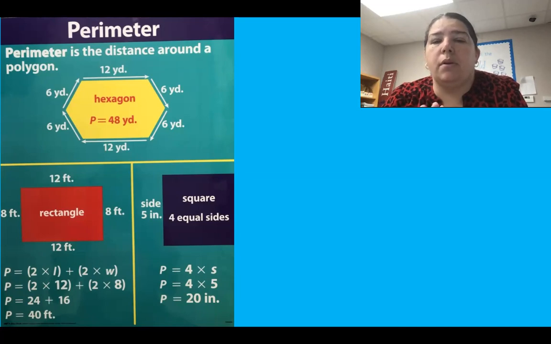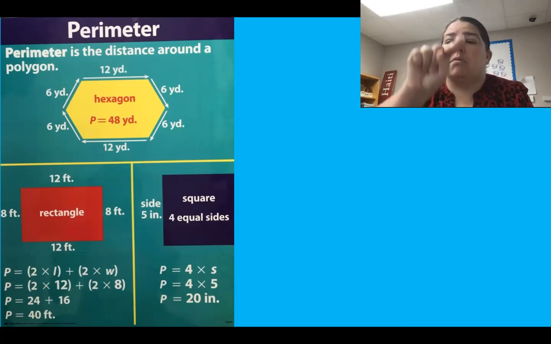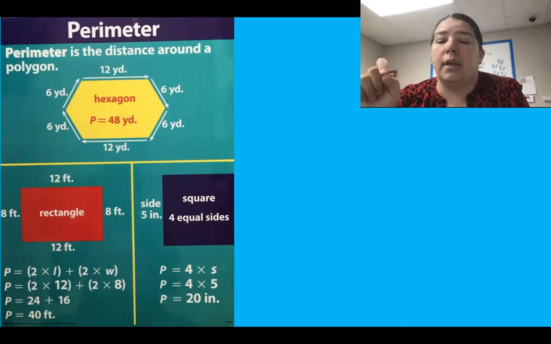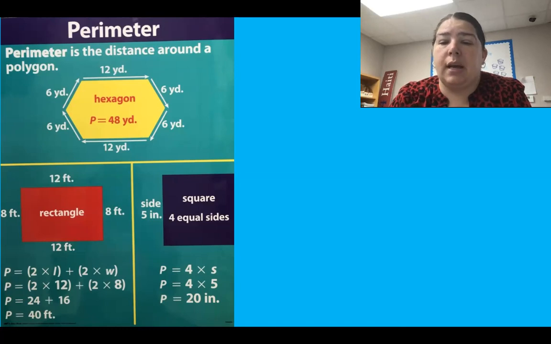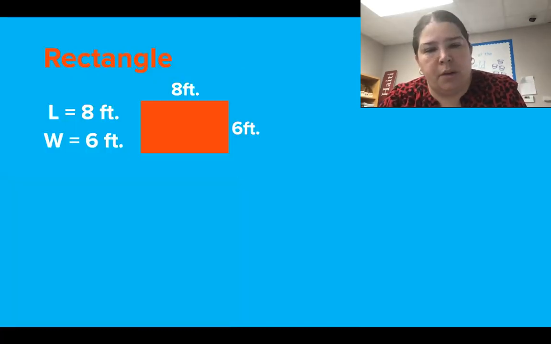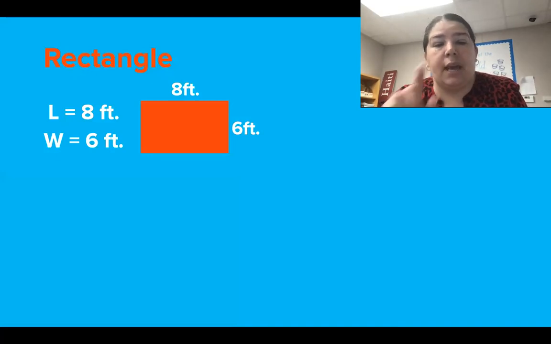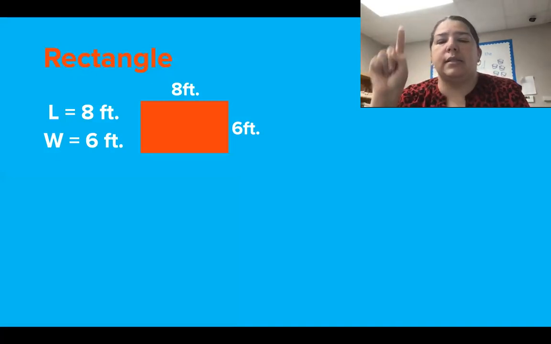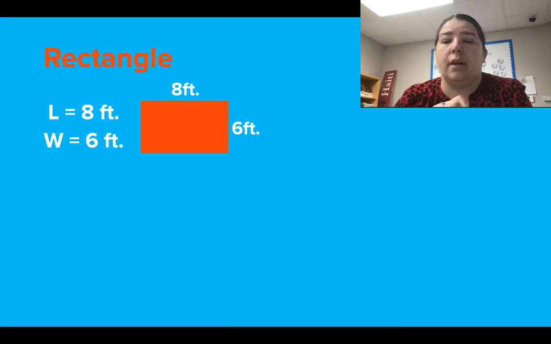So remember, number 1, perimeter is the distance around the polygon. And each polygon has a different formula. Okay, we did the triangle, A plus B plus C. Now we're going to do the rectangle, 2 times L plus 2 times W. All right, here's my rectangle. My rectangle is 8 feet long and 6 feet wide. Again, 8 feet long and 6 feet wide.